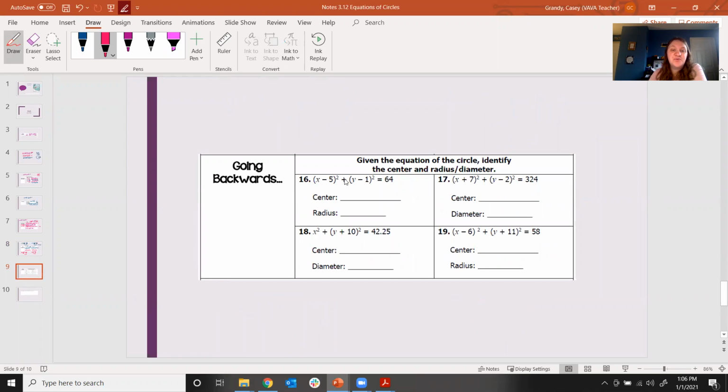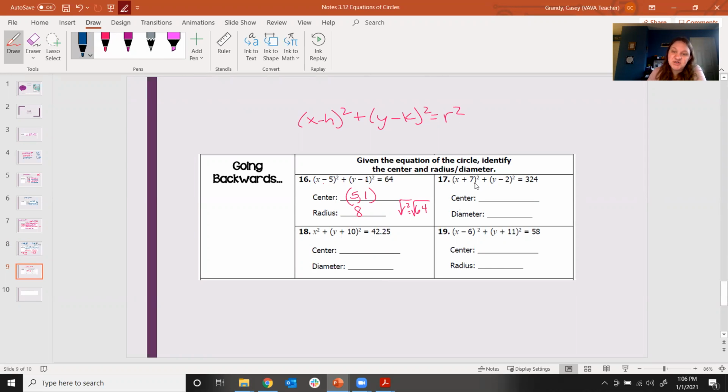And we could work backwards. What if they give us the equation and ask us for the center and the radius? Well, that's not hard. X minus h squared plus y minus k squared equals r squared. So here, because this is minus and this is minus, that means h is positive 5. Minus k minus 1, so k is 1. R squared, in this case, is 64. So how would I get the radius? Well, I want to undo a square. Square root. So the radius is 8.